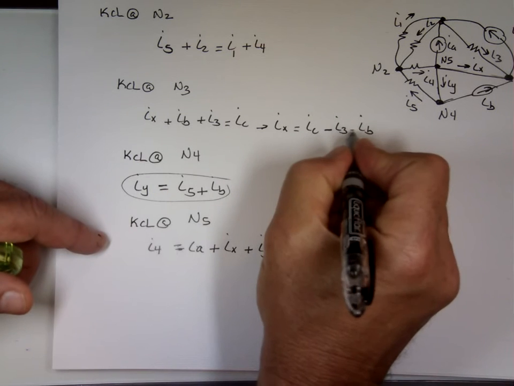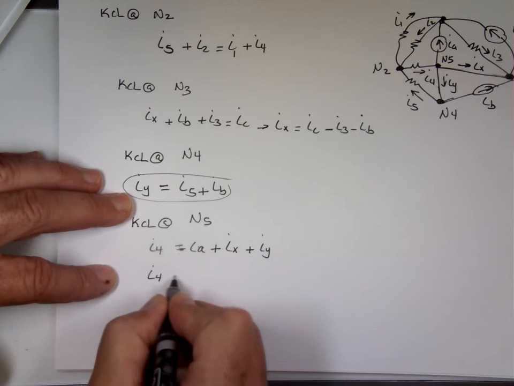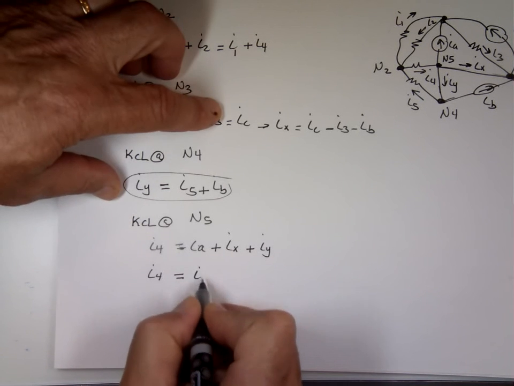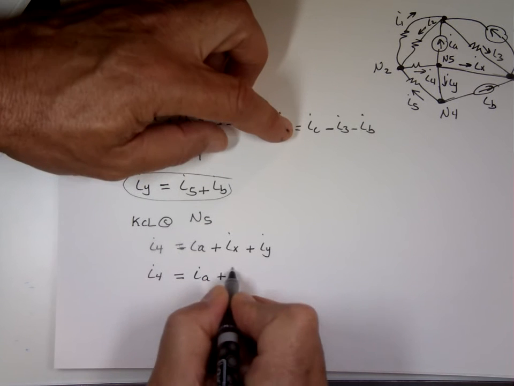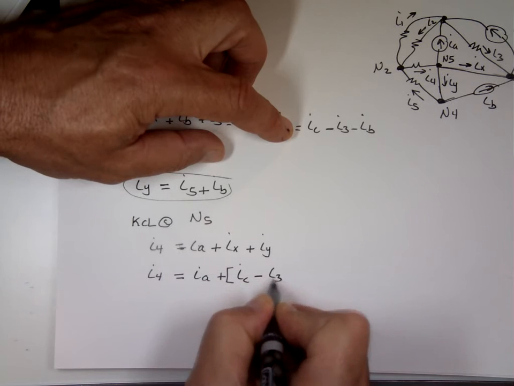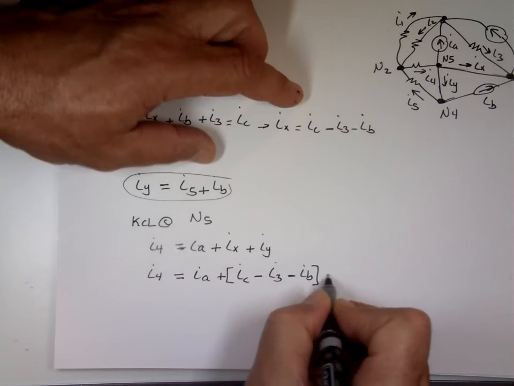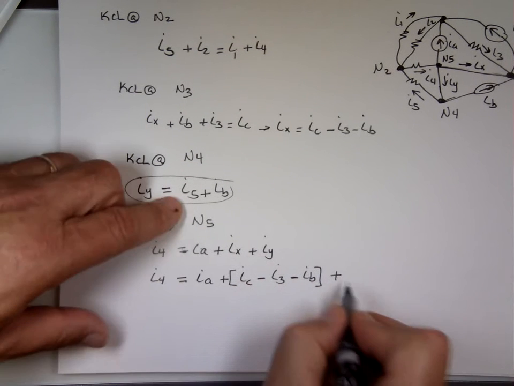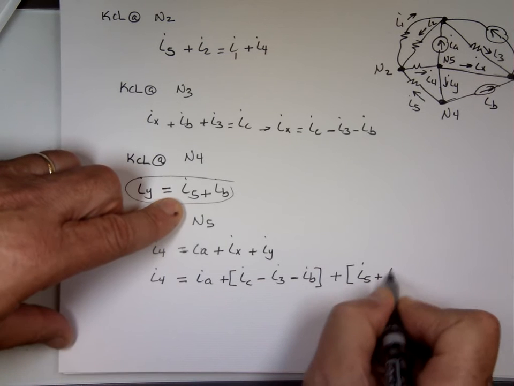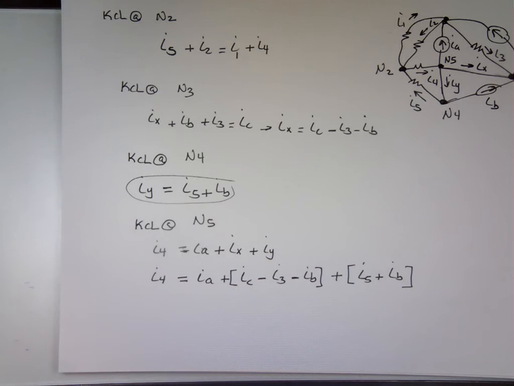So do a substitution. I sub 4 equals I sub a plus, in place of I sub x, I'm going to put what? I sub c minus I sub 3 minus I sub b. In place of I sub y, I'm going to write what? I sub 5 plus I sub b. I can see the I sub b is going to cancel. Can you see that?